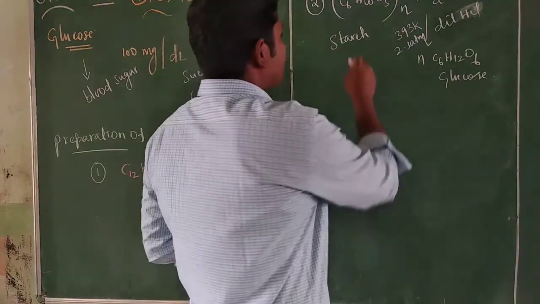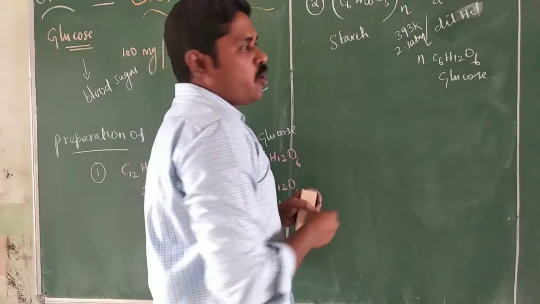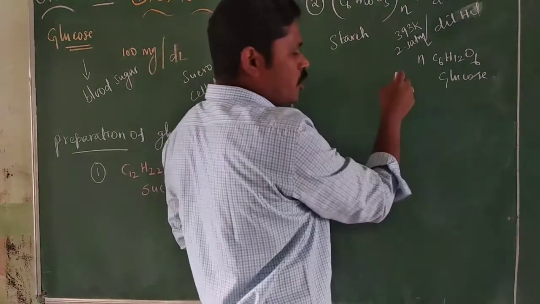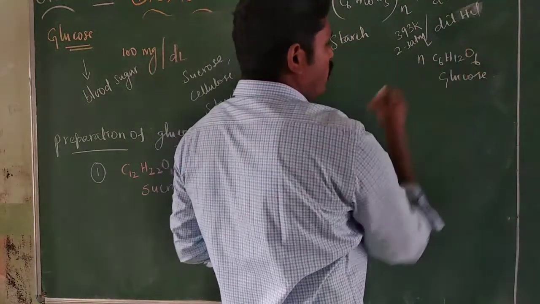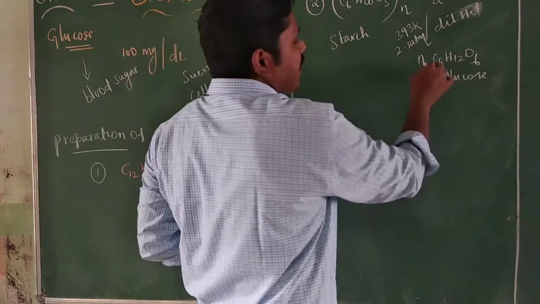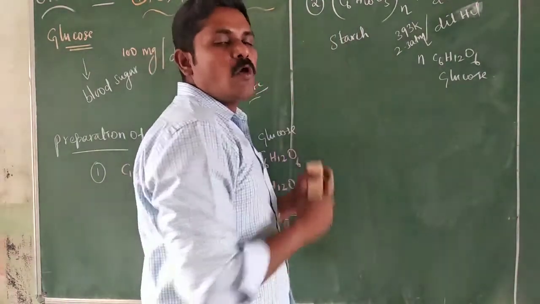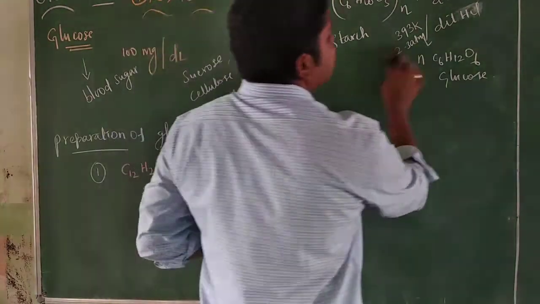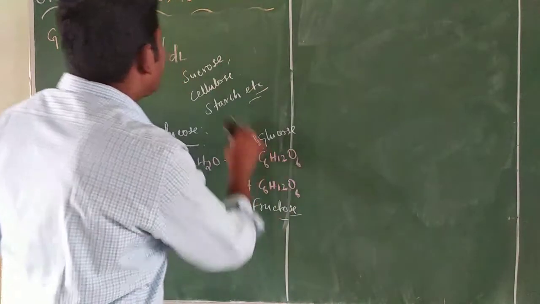So starch is a homopolysaccharide. On hydrolysis, a homopolysaccharide gives the same type of monosaccharide. So starch gives n number of glucose units, right? The next one is the structure of glucose. Very important one, five mark questions.